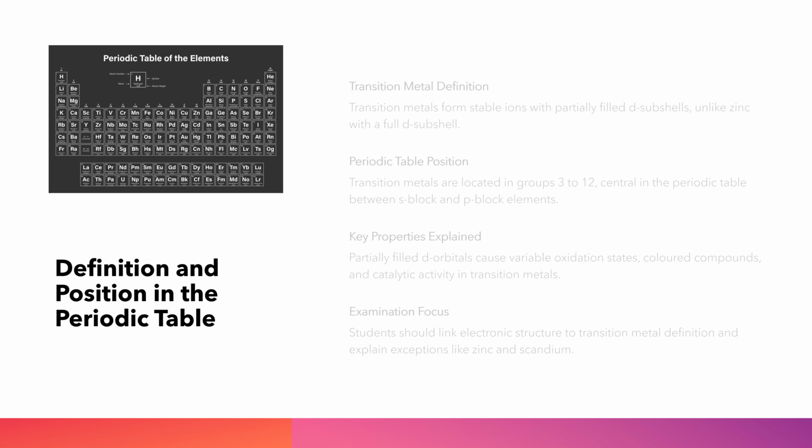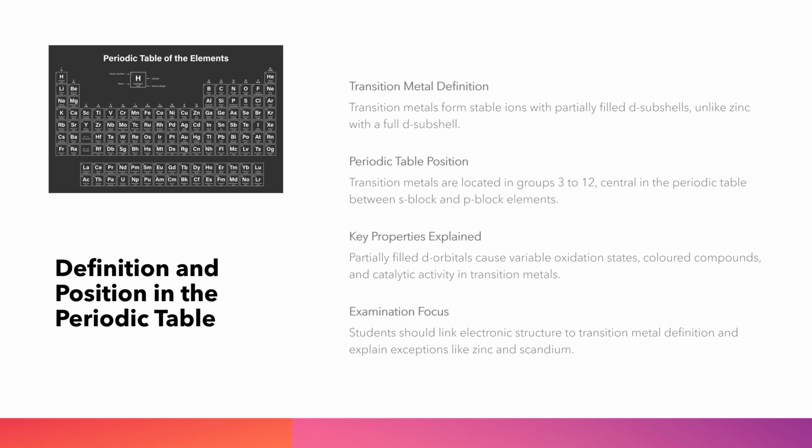Transition metals are defined as elements that form at least one stable ion with a partially filled D subshell. This definition is crucial, as it explains why some elements found in the D block, such as zinc, are not classified as transition metals. Zinc forms only Zn²⁺ ions with a full D subshell, 3d¹⁰, meaning it lacks the characteristic chemistry associated with transition metals.